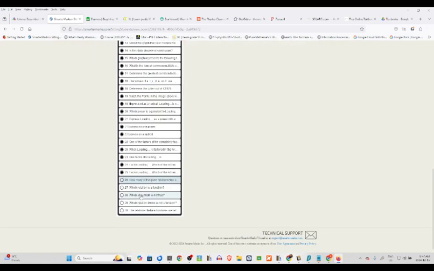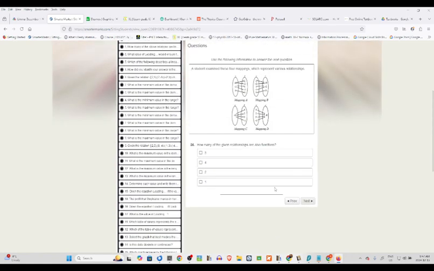All right, our last 5. These seem to be our relation and function questions. So a student examined these 4 mappings, which represent various relations. How many of the relations are also functions?